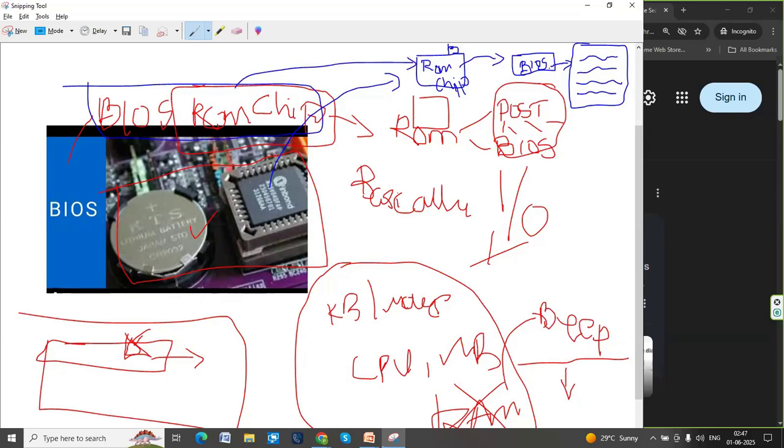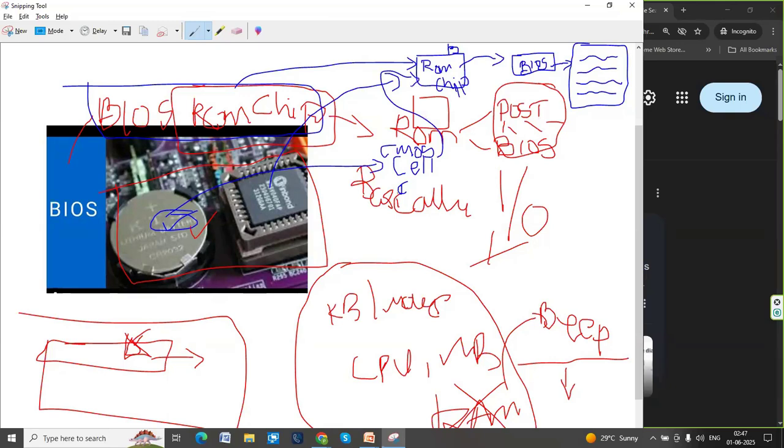This BIOS is a software which is stored in this ROM chip, and together it is called BIOS ROM chip. And this BIOS ROM chip works with the help of this. For the backup, it's required. That power, it maintains the power. This cell is called a CMOS cell. This is like a power backup. It gives power to the ROM chip.